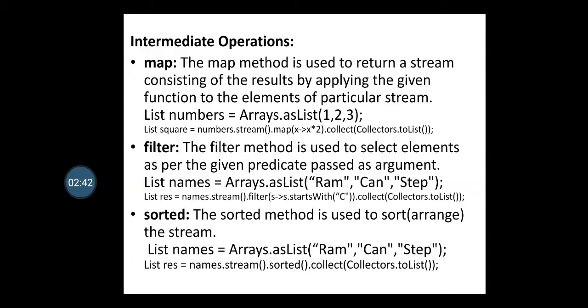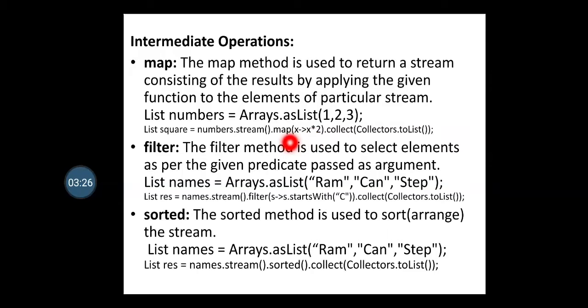Some of the intermediate operations supported by Java stream are map, filter, sorted, etc. By the name itself we can identify that the purpose of map is to return a stream consisting of the results of applying the given function to the elements of a particular stream. For example, here we have mentioned map of x arrow x star 2.